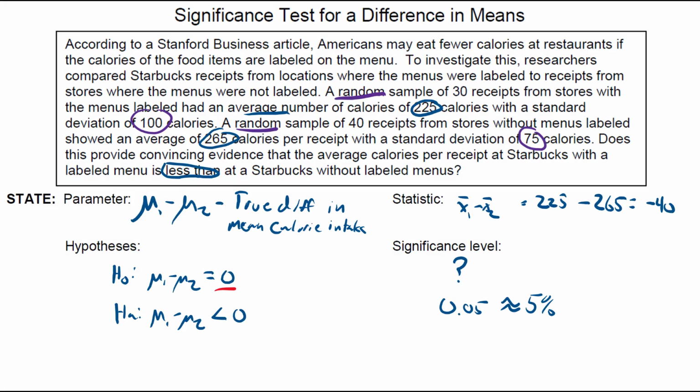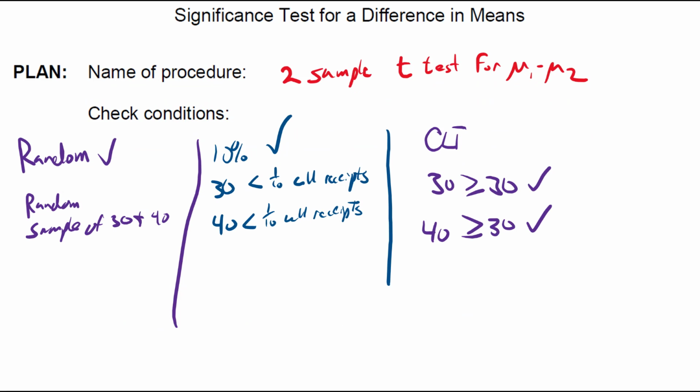Alright, so hopefully that helped you get things squared away and your big ideas under control with understanding what to do with your state, plan, do, conclude. Again, your significance level, if it's unknown, like in this problem we worked on, is always going to be 5%. Looking at your plan part, a lot of people are having issues with this. In the plan part, make sure to name the procedure: two-sample t-test for difference in means.